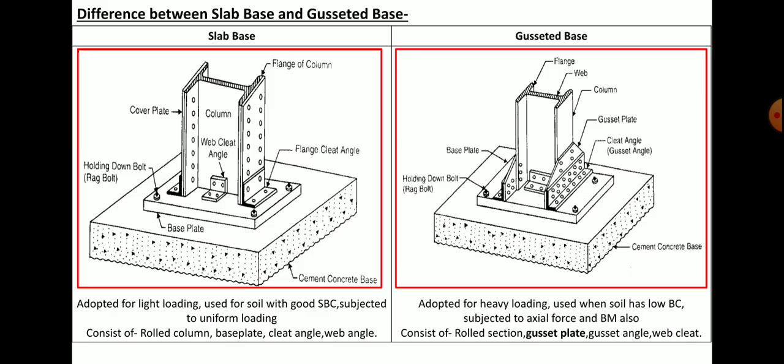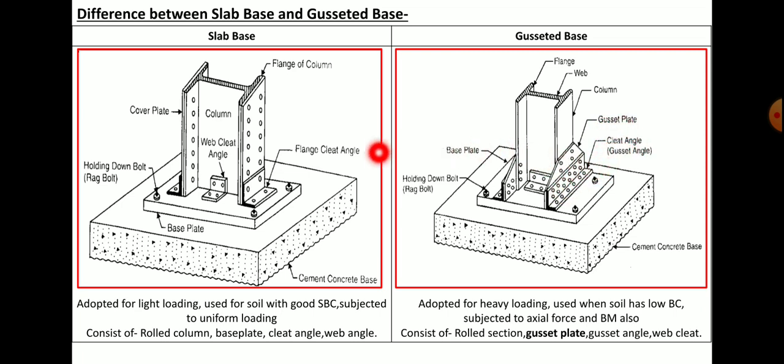So next slide. Here you need to understand the basic difference between the two types of bases, that is, the difference between your slab base and your gusseted base, correct? A rolled I section column is shown which is connected with your base plate. In both sketches the base plates are common, but the difference is in the gusseted base. Here you can see that an additional gusset plate is attached, to which your gusset angle or cleat angle is attached.